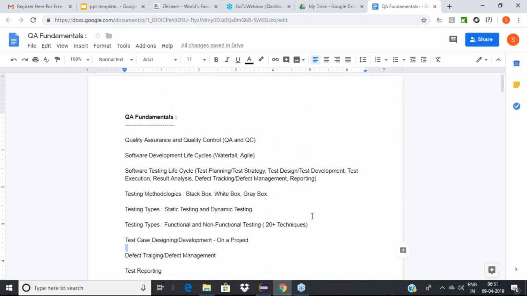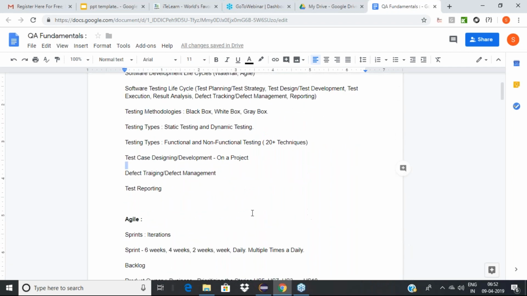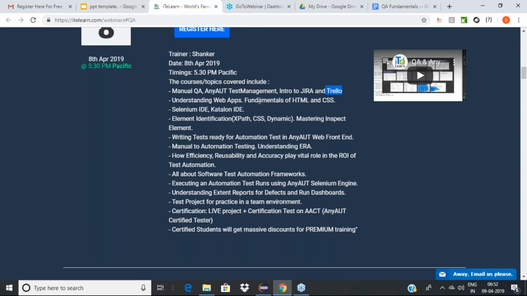All right, so these are the things we'll go into in more detail, apart from what we have already provided here, in terms of talking through any AUT, test management tools, JIRA, Trello. These are the things we're going to use from a practical point of view for writing the test cases and planning our activities. All right, so Karthik is on the line, so I'll just unmute him so that he can say a few words.